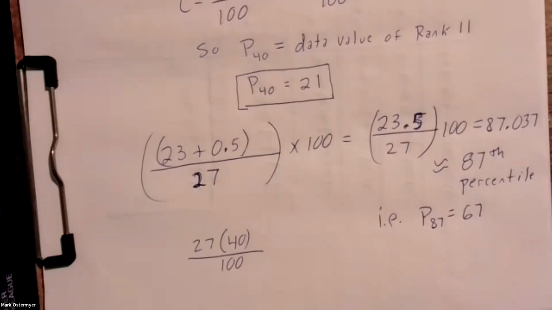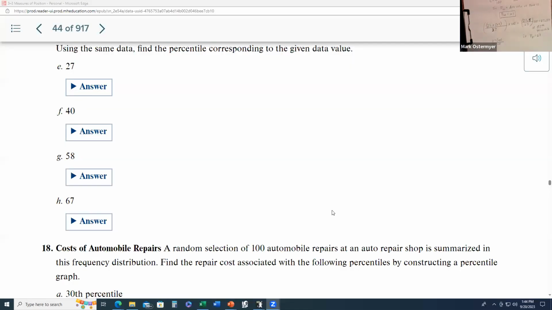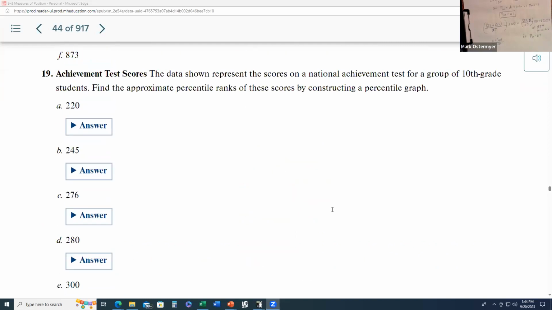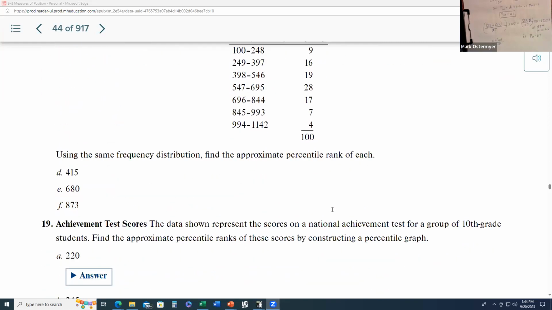Now, all right, now, number 18. Let's see if we can go down here and get into trouble. No, they don't let us do it for 18 there. Let's see. Percentiles. 15 percentile. Okay.